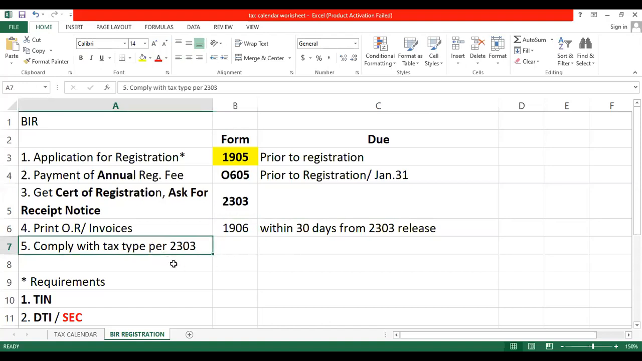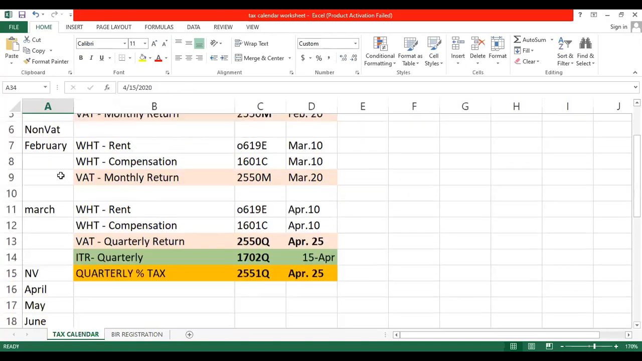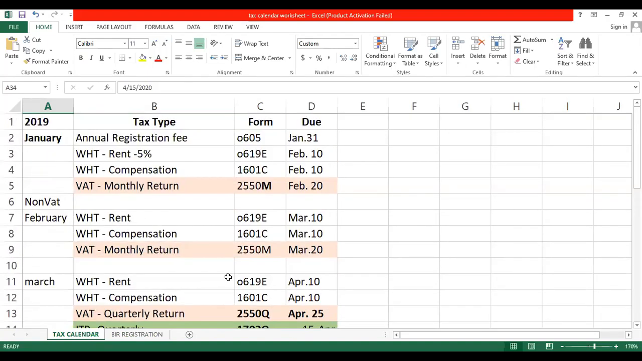So what you will do is to continue complying with the tax type indicated in your BIR form 2303. That's the requirement, in fact, from last meeting in your sheet work that you sent to me via email. So I have here a simple tax calendar from January to December, and then I will discuss to you the tax compliances of the taxpayer.